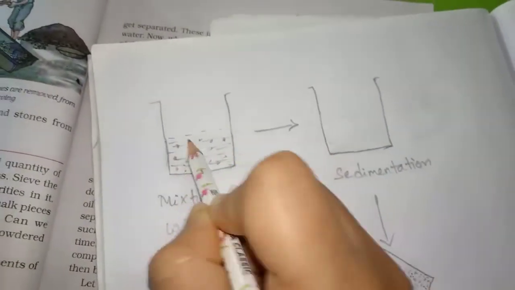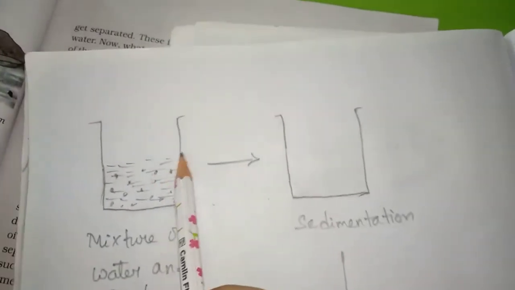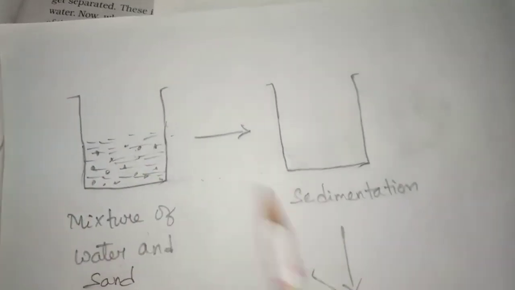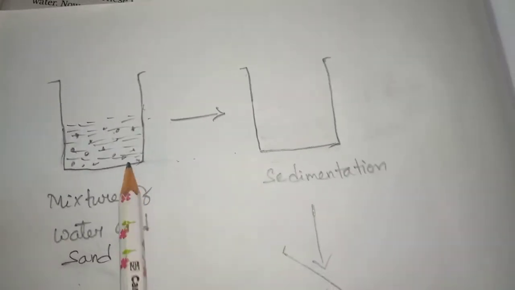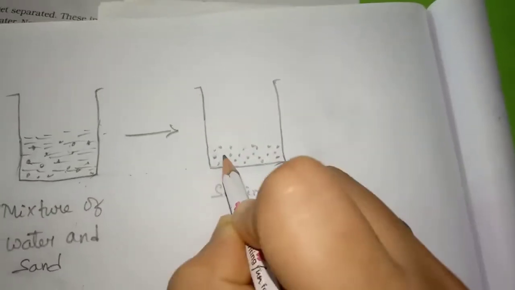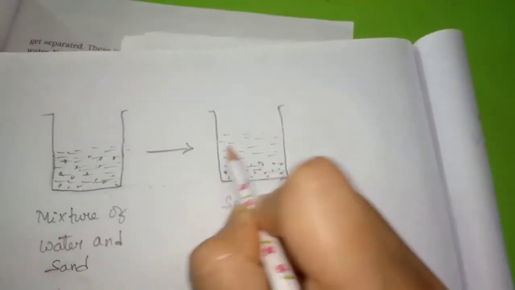So in this glass we have a mixture of water and sand. Now let us keep this glass undisturbed. We will not move it, we will not shake it. We will keep it undisturbed for some time. Then after some time we can see that the sand particles will settle down at the bottom, and the water layer we will find on top of the sand.